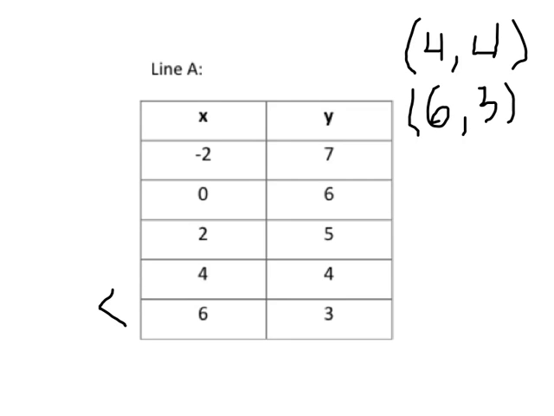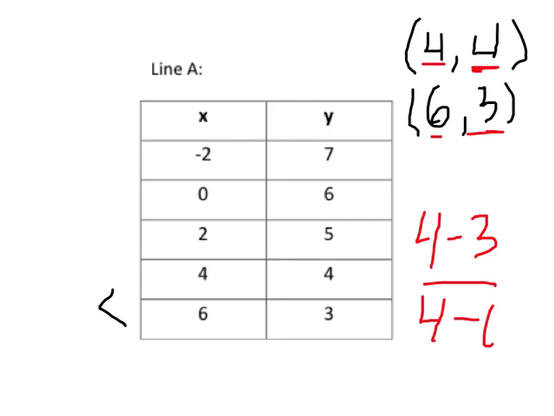What are my y values in these 2 points? My y values are 4 and 3, so I'm going to put those on top. I put those on top when I'm finding my slope. 4 minus 3 over 4 minus 6. 4 minus 3 equals what? 1. 4 minus 6, I can change this into adding a negative, and it'll be negative 2. So my slope for this one is negative 1/2.